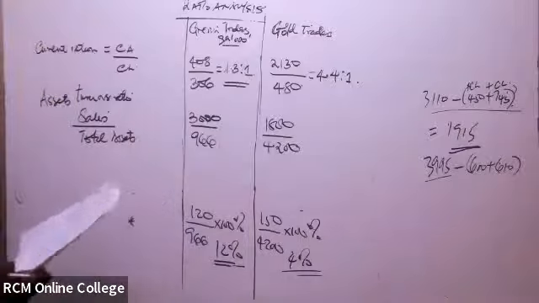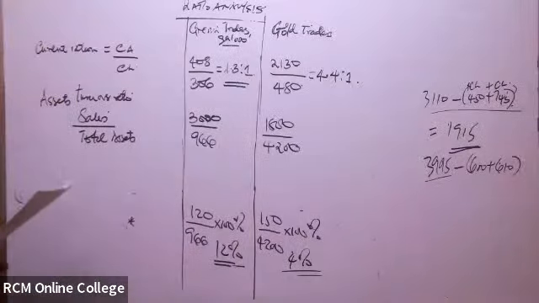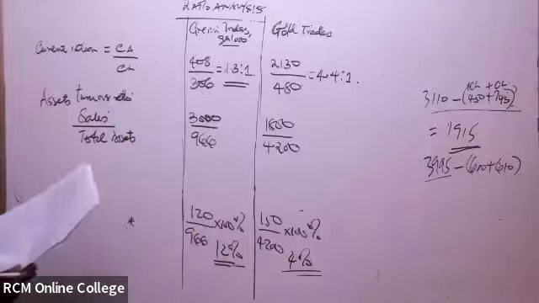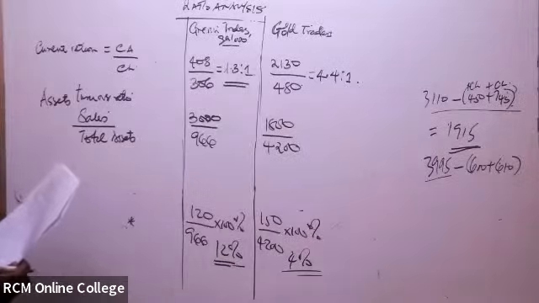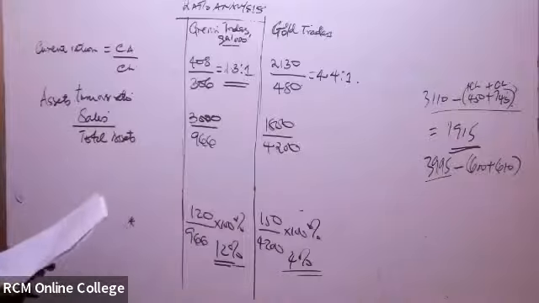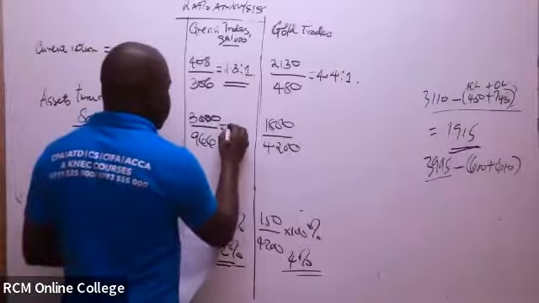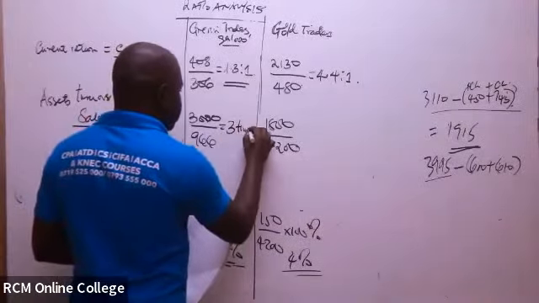So how many times is Green Traders turning over? It is 3.3 times, so you can just round it off to 3 times.